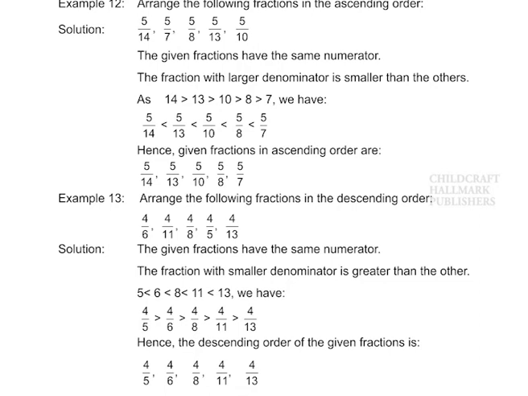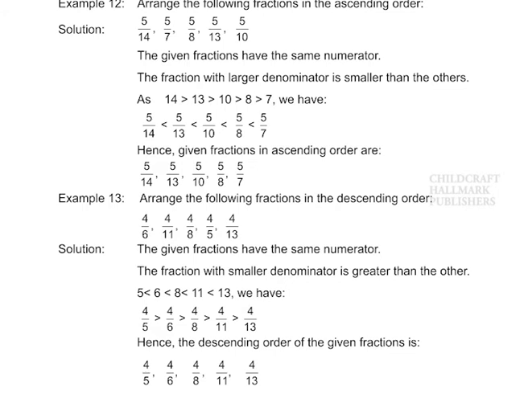Example 13. Arrange the following fractions in descending order: 4/6, 4/11, 4/8, 4/5, 4/13. Solution: the given fractions have the same numerator. The fraction with the smaller denominator is greater than the other. 5 < 6 < 8 < 11 < 13.